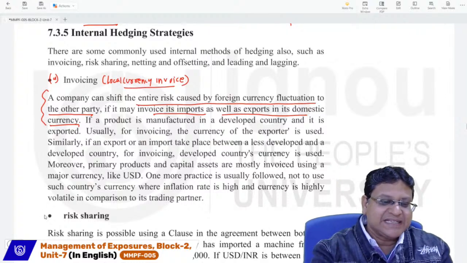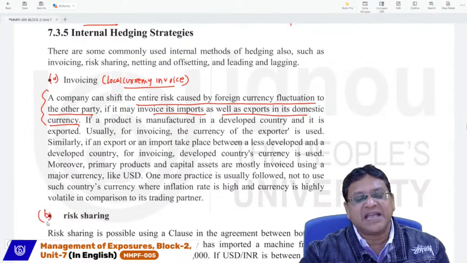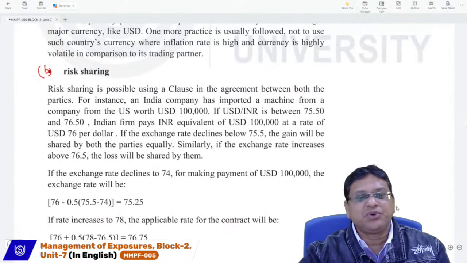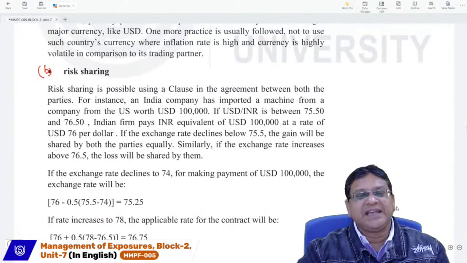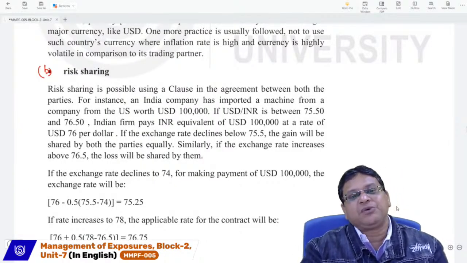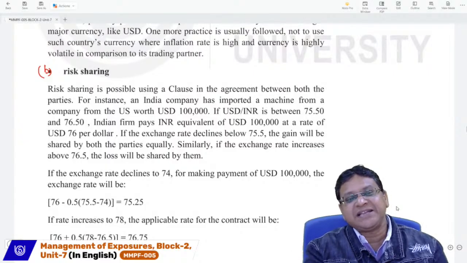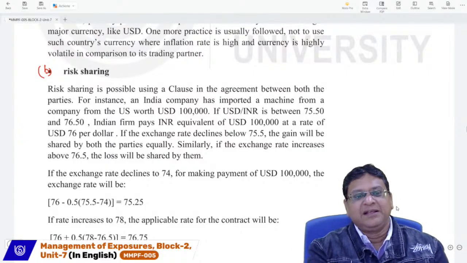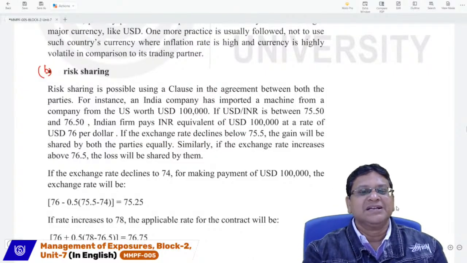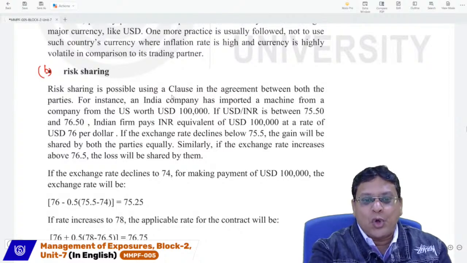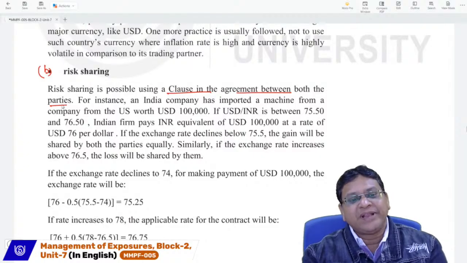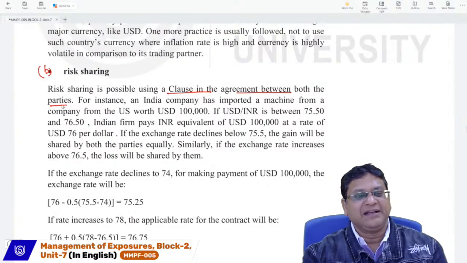Second one is risk sharing. What is risk sharing? It is a clause, it is an agreement between exporter and importer. In that case, they agree that if the currency value fluctuates above a particular limit, the exchange rate risk will be shared between importer and exporter. This is known as risk sharing. It is a clause in the agreement between both importer and exporter, where the risk amount is shared.